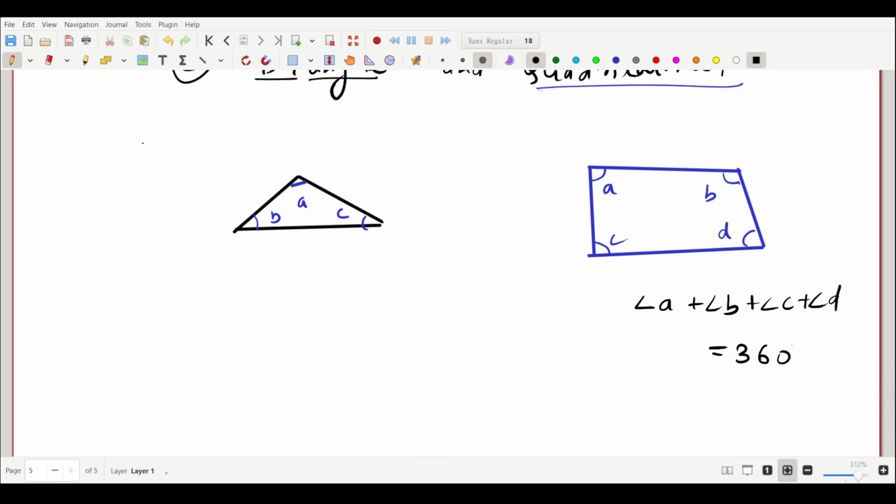So I'm going to extend this line here. This line I'm going to extend. And here also I'm going to extend. Okay, and here also I'm going to extend. I have extended the corners like this. Then this B angle, right? B angle. B. And this angle here, this will also be B. By what? By alternate angles.